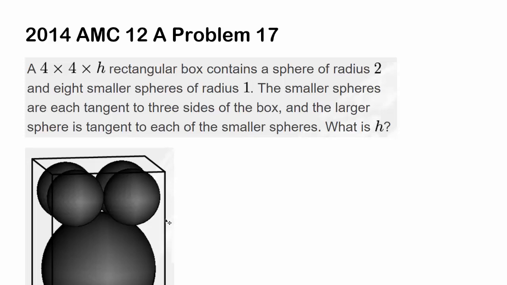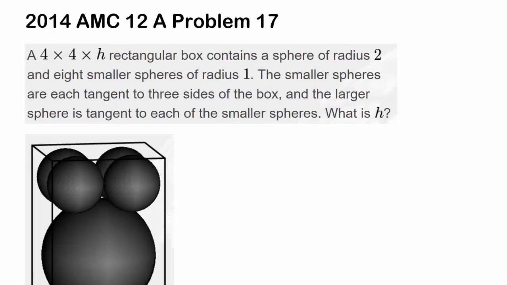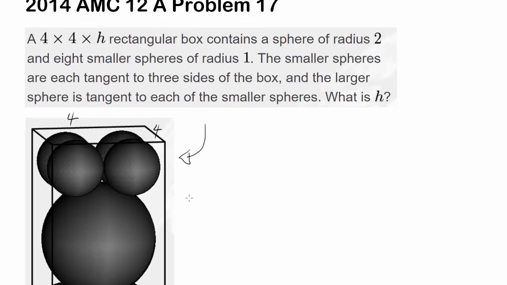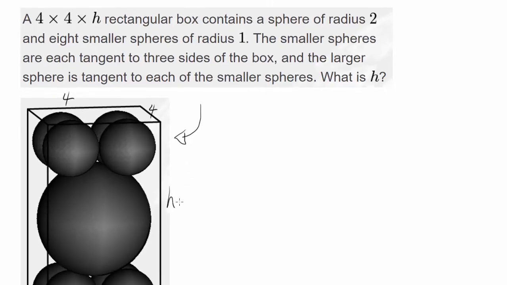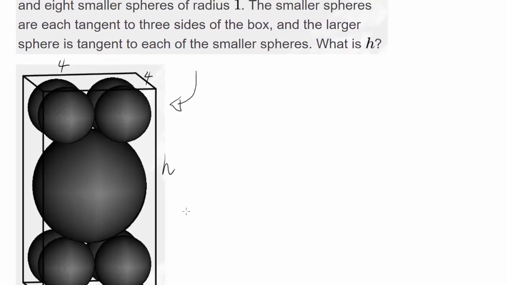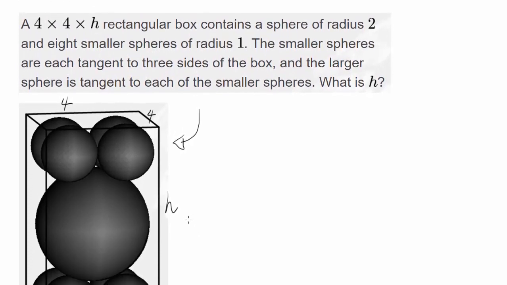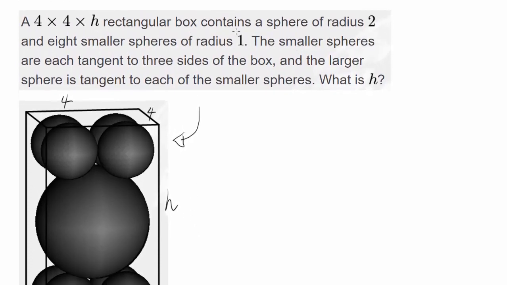Let's try out this three-dimensional geometry question from 2014 AMC 12A, problem 17. You have a 4x4x8 rectangular box, and because the creators of AMC were very nice people, they gave us this picture, so we know this is 4, this is 4, and the height of this box is h, and we have a bunch of tangent spheres inside. Let's keep on reading the description.